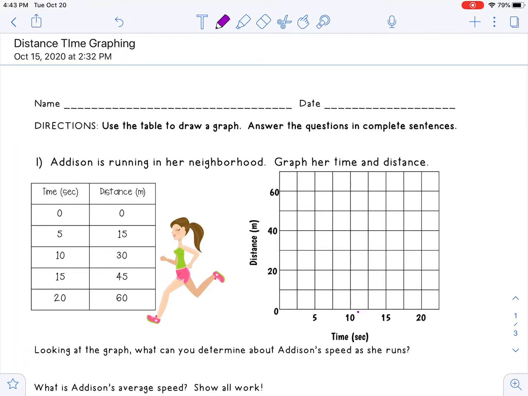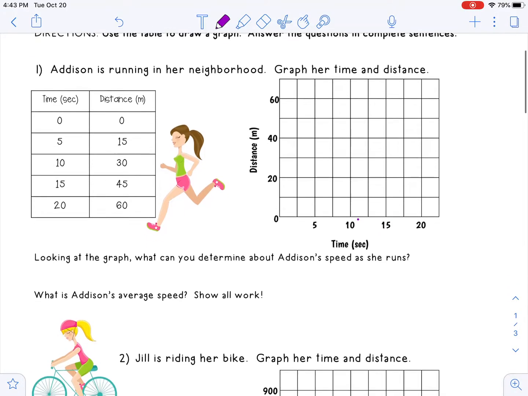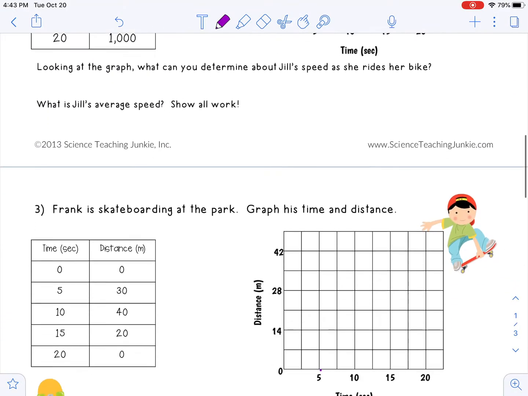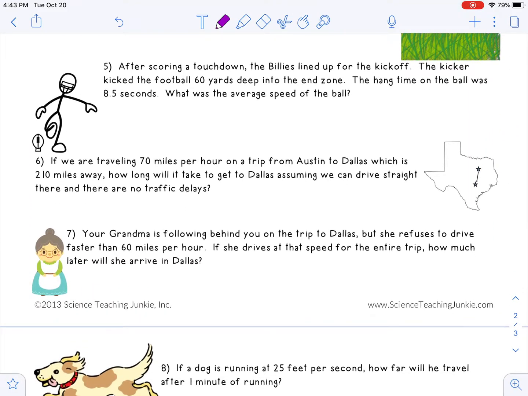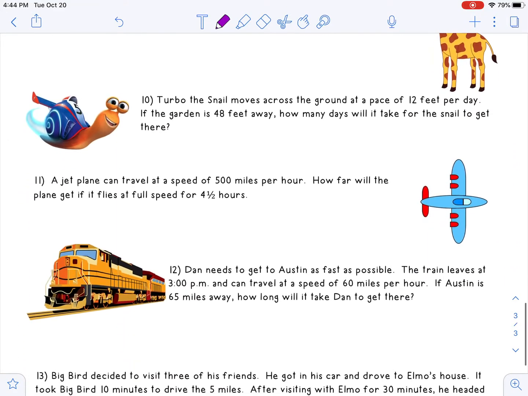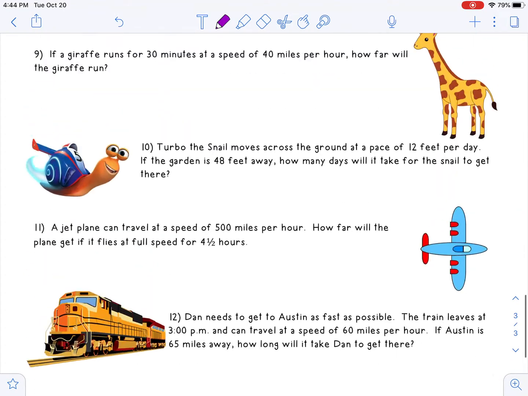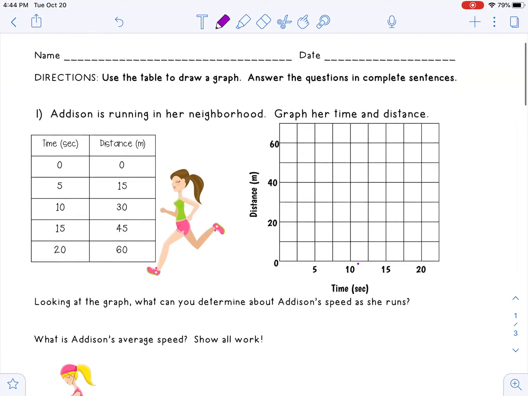Hey guys, we are going to go over this distance time graphing assignment that you are doing at home. So what we're going to accomplish today is that we're going to do these three graphs, and then we're going to be doing the story problems all the way up through here, okay? If we look below 8 through 13, you'll finish that up on your next virtual day, okay?